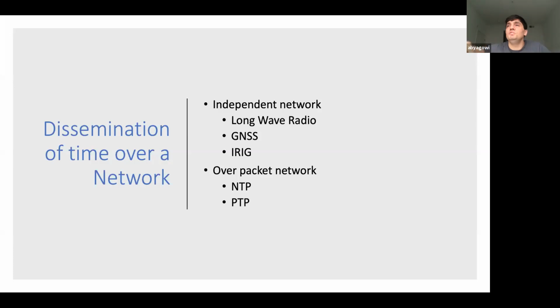With GNSS, you need to have an open sky. Long wave radio is the same: you have to be in a place where you have the waves there. You have to make sure you're not getting jammed. You also have to consider the distance to the repeater, and all kinds of things.